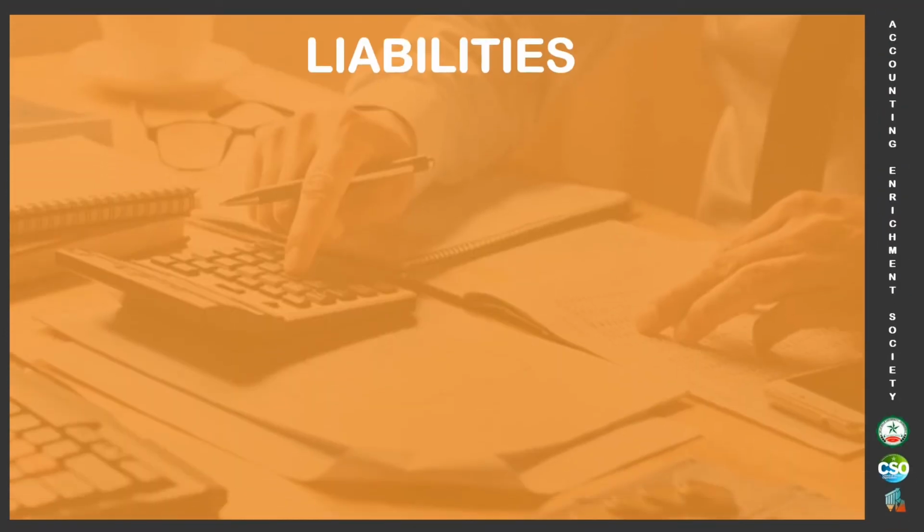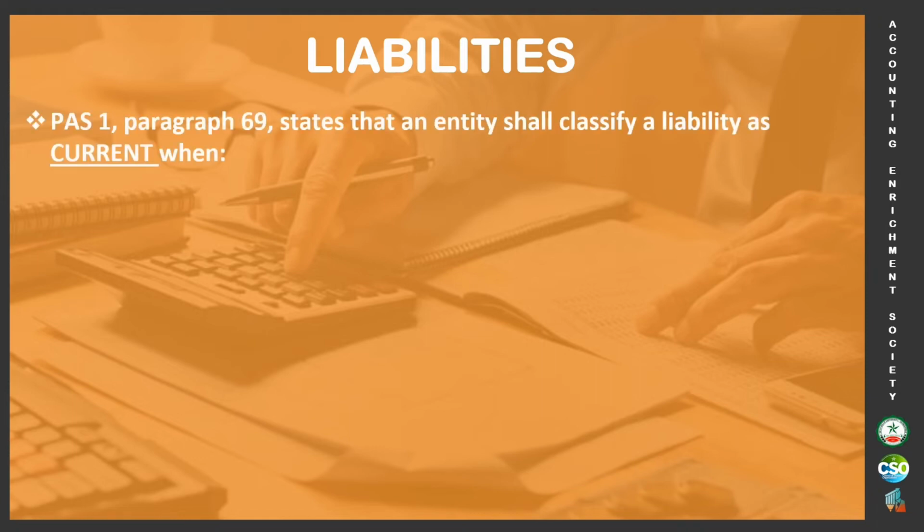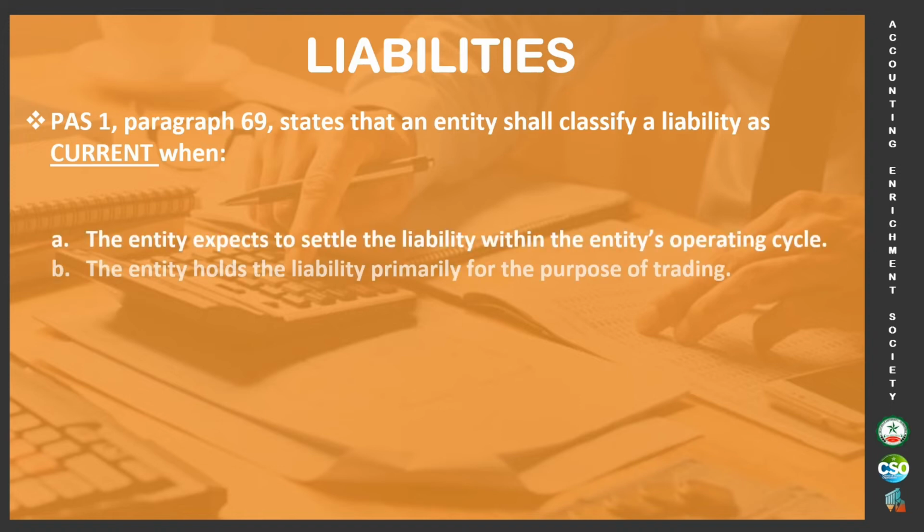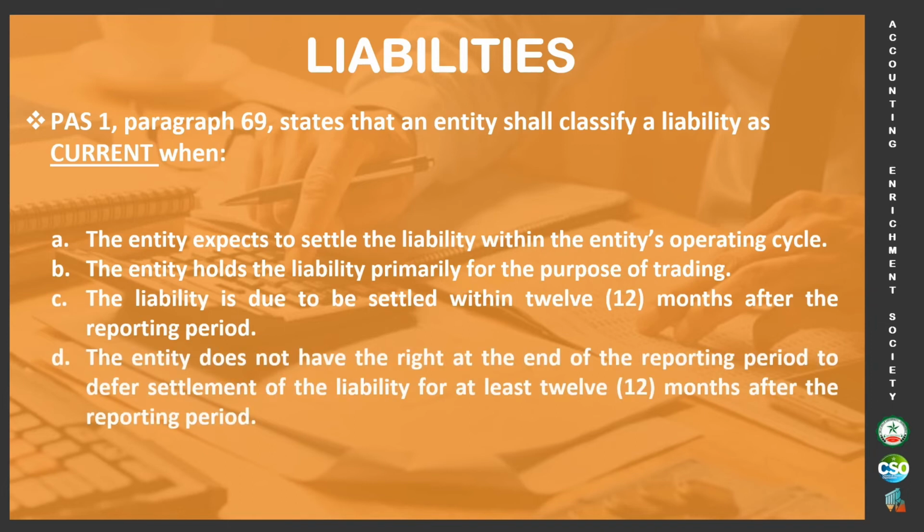So, para masabi natin kung current or non-current liabilities ba siya, merong sinabi sa PAS 1, paragraph 69. Summary nito is if yung liability is expected to be settled within 1 year after the reporting period. Also, if yung liabilities is related sa trade or normal operating cycle, it is also regarded as current liability. And for non-current liability, kabaliktaran lang ng definition ng current liability.